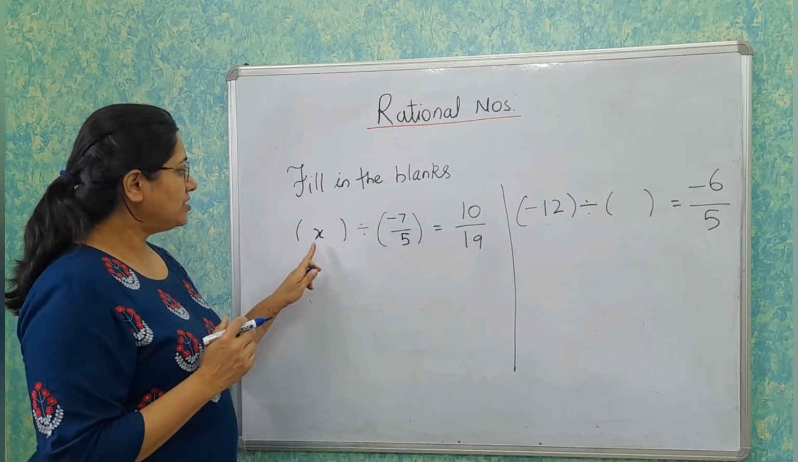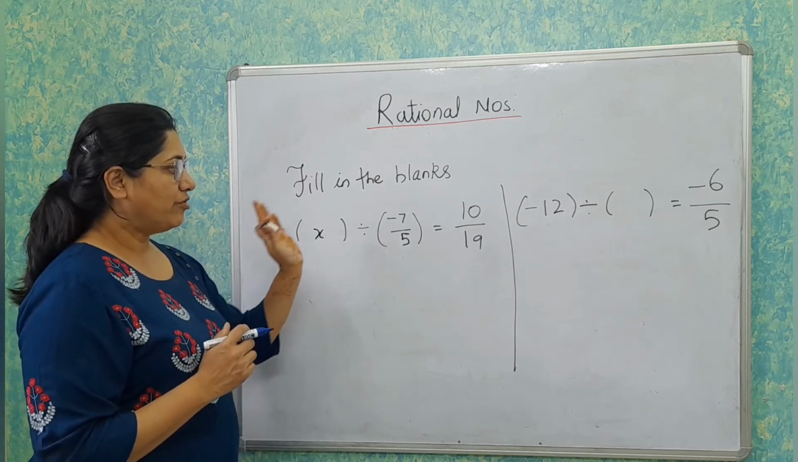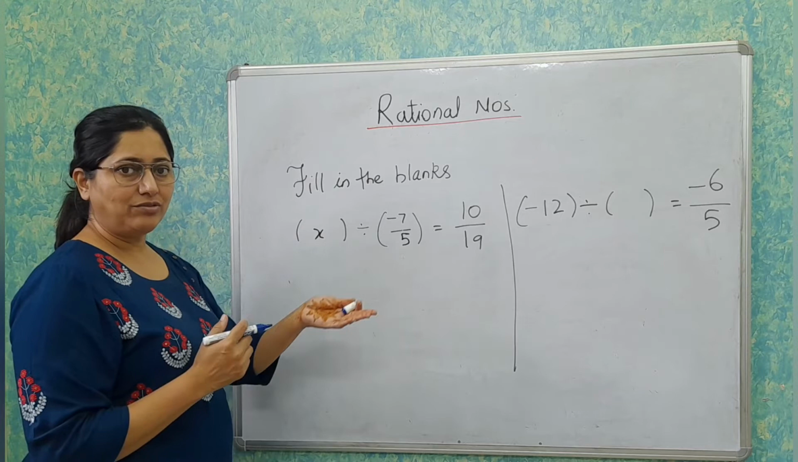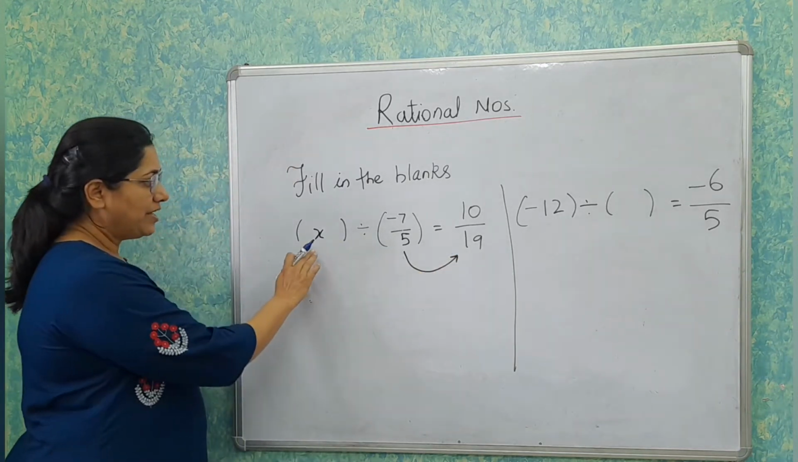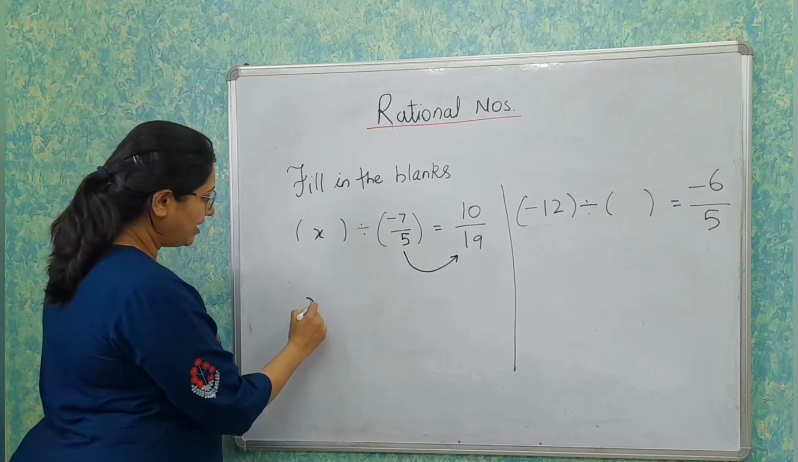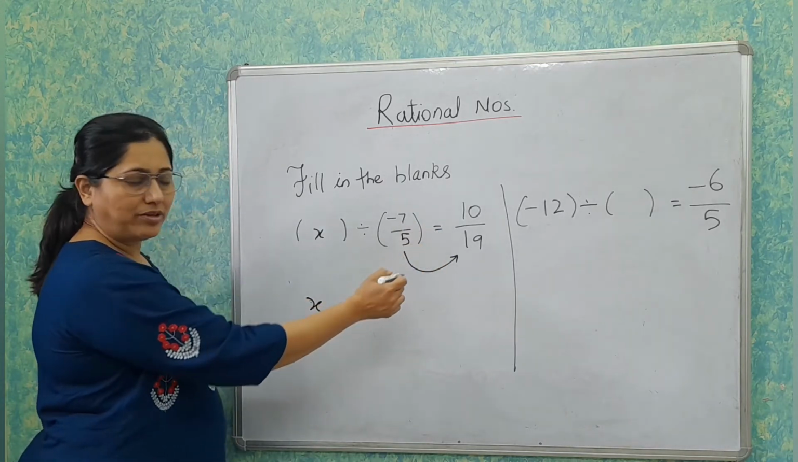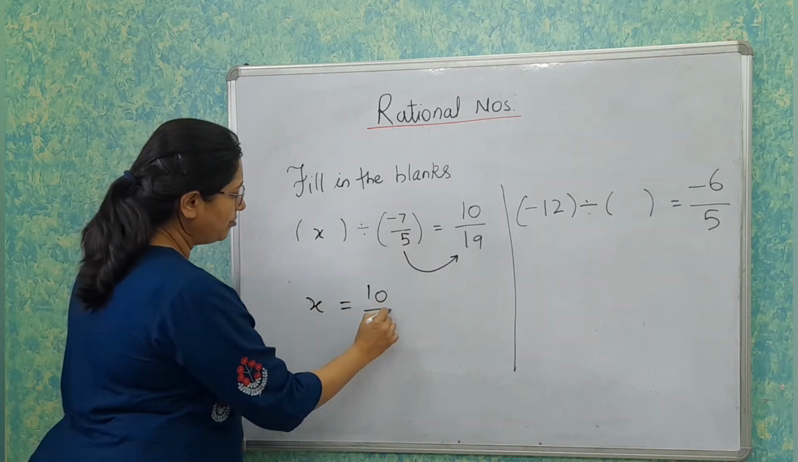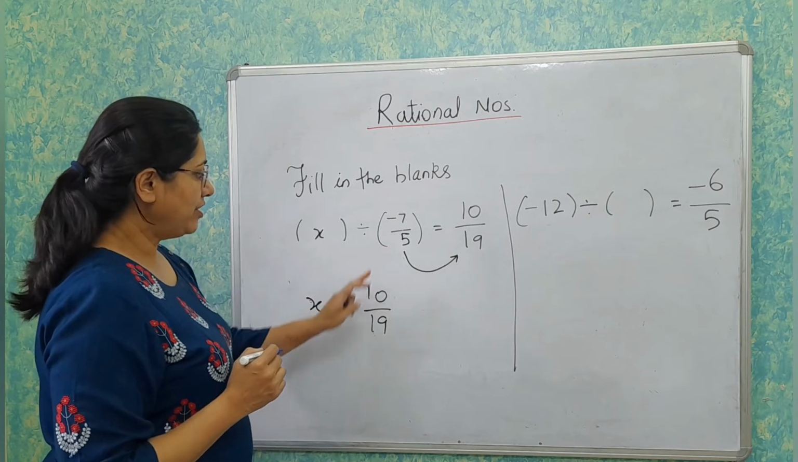So I will leave this x alone and I will shift this minus 7 upon 5 from the left hand side of the equal sign to the right hand side. So I will shift this one. But I am not shifting x. So I will write x equal, I am not shifting 10 upon 19, so I will again write 10 upon 19. But I have shifted minus 7 upon 5.